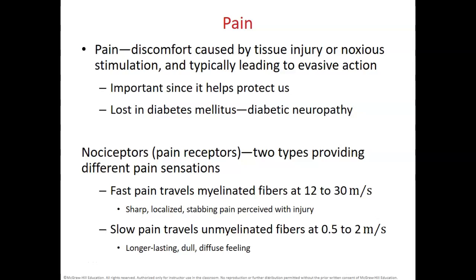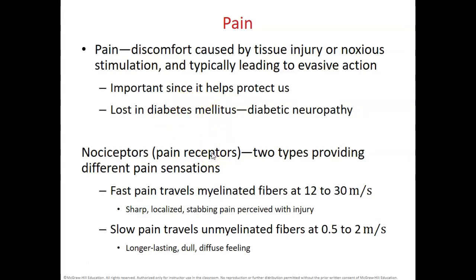Today we're going to continue with Chapter 16, Sensory Organs. In this module, I'm going to introduce you to pain. Pain is a discomfort caused by tissue injury or noxious stimulation, typically leading to evasive action. It's important to feel pain so we can be protected. In diabetes patients, the sense of pain is being lost.